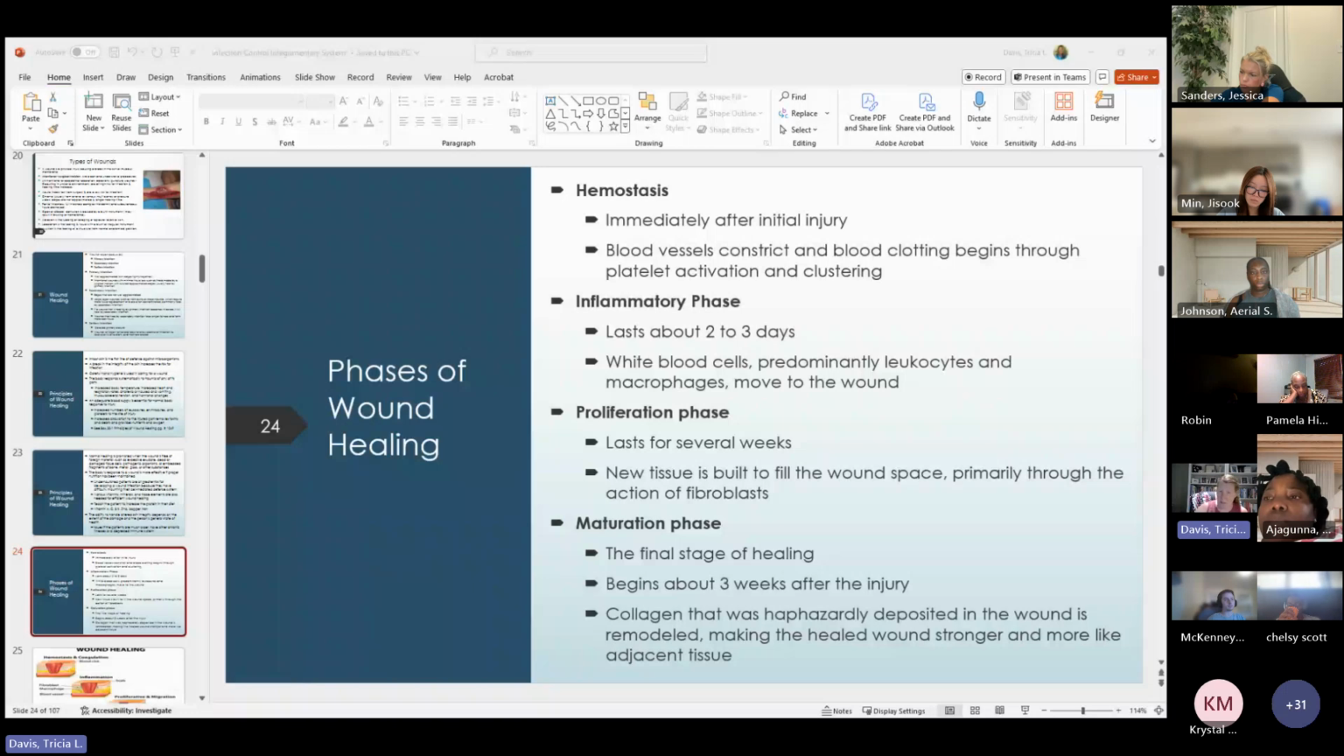And again, with younger people, this maturation phase is going to happen a lot easier. If you think about an older adult who doesn't have a lot of collagen anymore, who doesn't have a lot of subcutaneous fat, then that wound may not be as strong as someone else's. So just something else to think about.